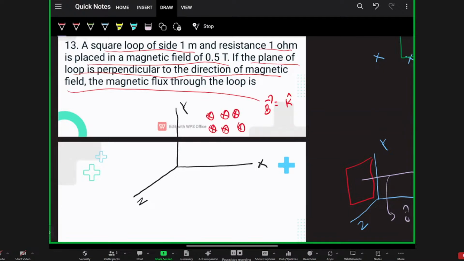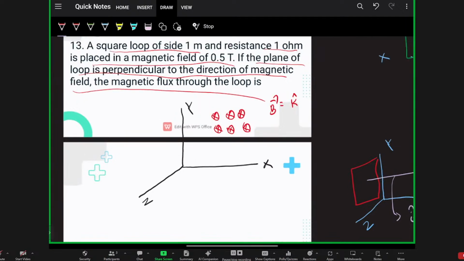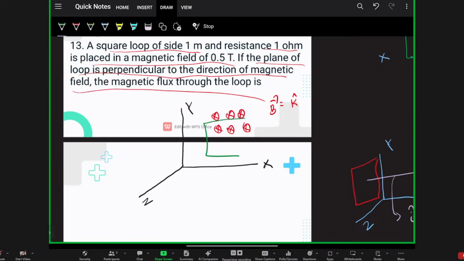Yes, and the plane of the loop is perpendicular to the direction of the magnetic field. The loop should be like this. The plane of the loop is perpendicular to the direction of the magnetic field.